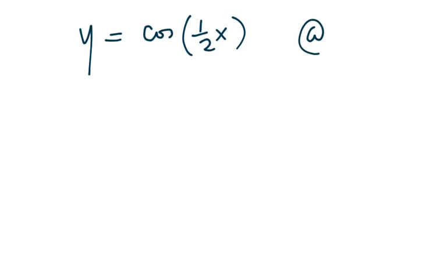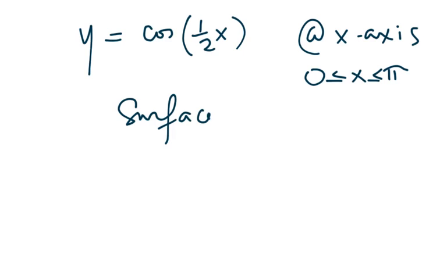So at first it looks like a really simple problem. You have y equal cosine 1/2 of x, and you want to rotate that around the x-axis from 0 to pi, and find the surface area. Looks like a pretty simple problem.